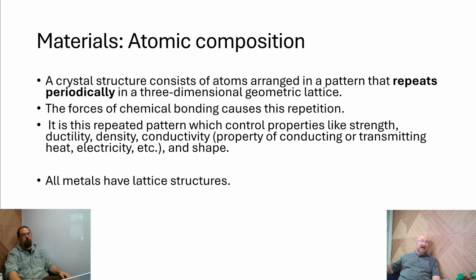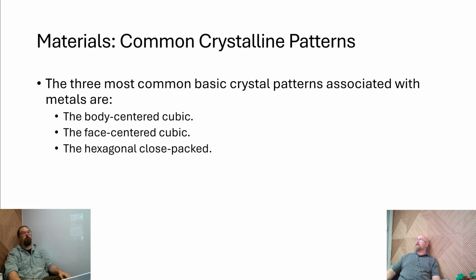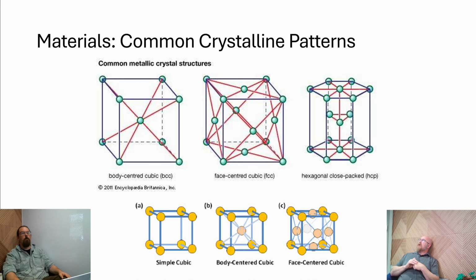So all metals have lattice structure. That is a characteristic of metals. So we keep that in mind. The most common basic crystal patterns associated with metals are body-centered cubic, face-centered cubic, and hexagonal close-packed. We'll show you each of these individually, so let's get onto the visuals on those.